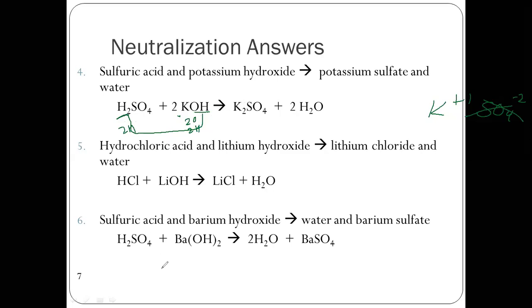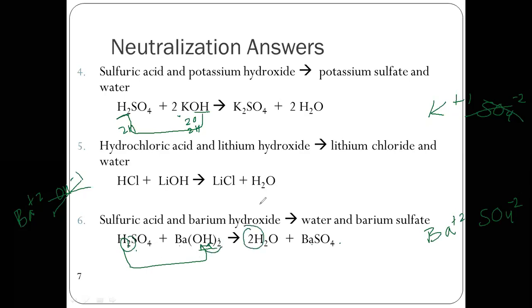All right, we did 5 together. So 6, sulfuric acid is in your reference table. I don't think barium hydroxide is. So barium is +2, hydroxide is -1, crisscross, Ba(OH)2, yield water. And then you have barium left over and sulfate left over, which gives you BaSO4. 1 Ba, 1 Ba, 1 SO4, 1 SO4. I have 2 H's here plus 2 H's here, 4 H's, 2 O's, so I need a 2 right there.